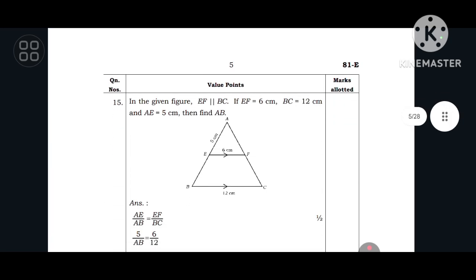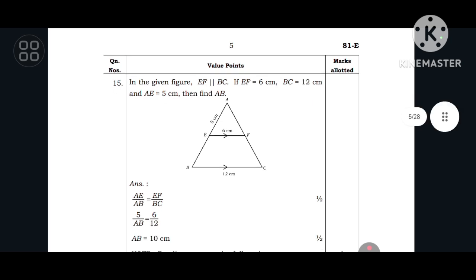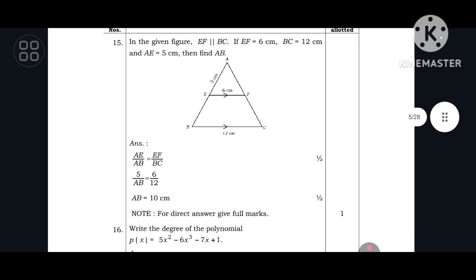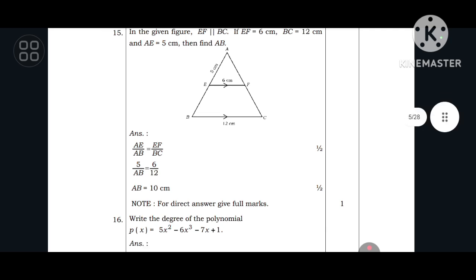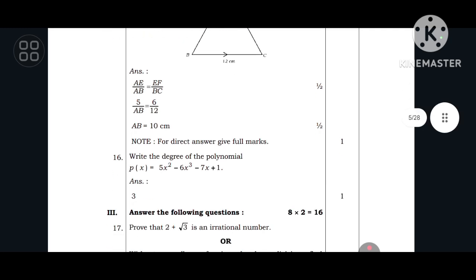Coming to the question here, in a given figure, it is from the Triangles lesson. As you can see, applying the BPT and many of the triangle theorems, this question has been solved. You can see AB is equal to 10 centimeter.